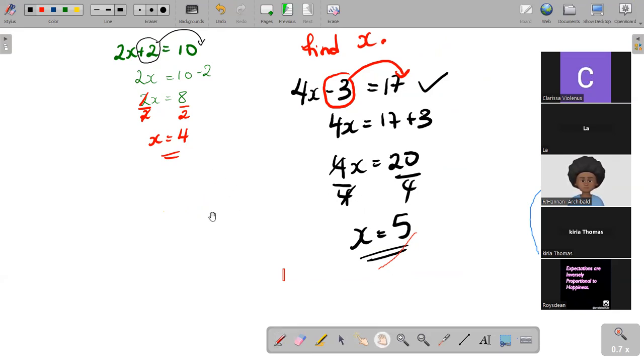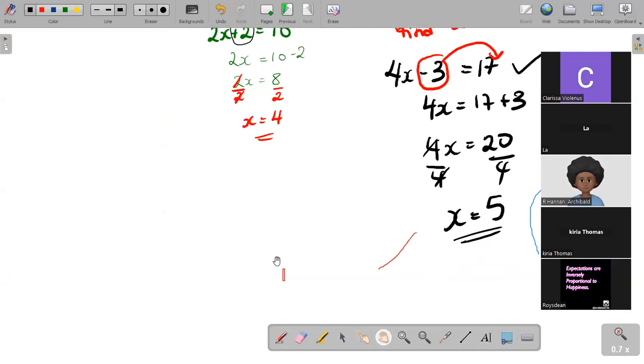Should we try one more? We're going to try a harder one. f of x is equal to x squared plus 6. Do not panic. Everybody should remember how to get rid of a square. Who could tell me how to get rid of a square? What's the opposite of squaring? A square root. Because we did this before, right?